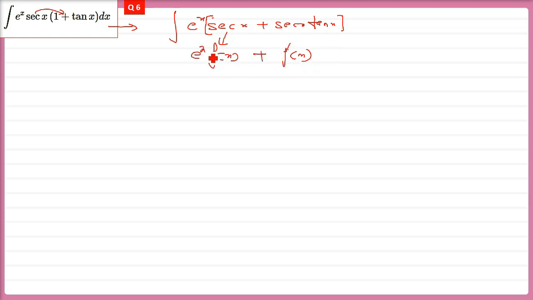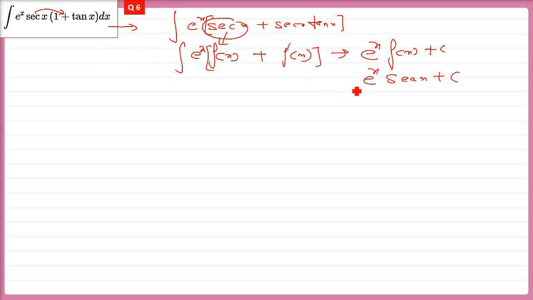So if you add these two, with e raised x, then it becomes a formula. It's just e raised x f(x) plus c. That is your final formula. So f(x) in this case is sec x. So e raised x sec x plus c. This is your answer. So this is a very formal way. But if the question is demanding more, then we need to solve it in another way.